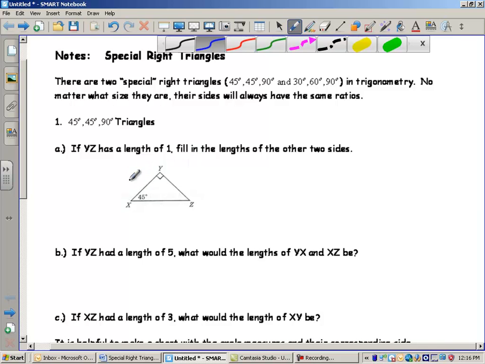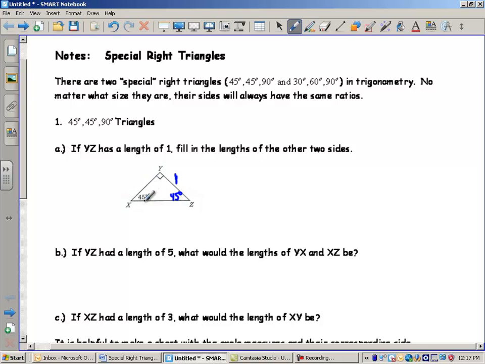And so we're going to take a look at this. If YZ has a length of 1, then fill in the lengths of the other two sides. So YZ is over here and it has a length of 1. And I'm going to see that it's across from this 45-degree angle. Since this angle Y is 90, that only leaves one possibility for angle Z, and that's also 45 degrees. And we've made an isosceles triangle.